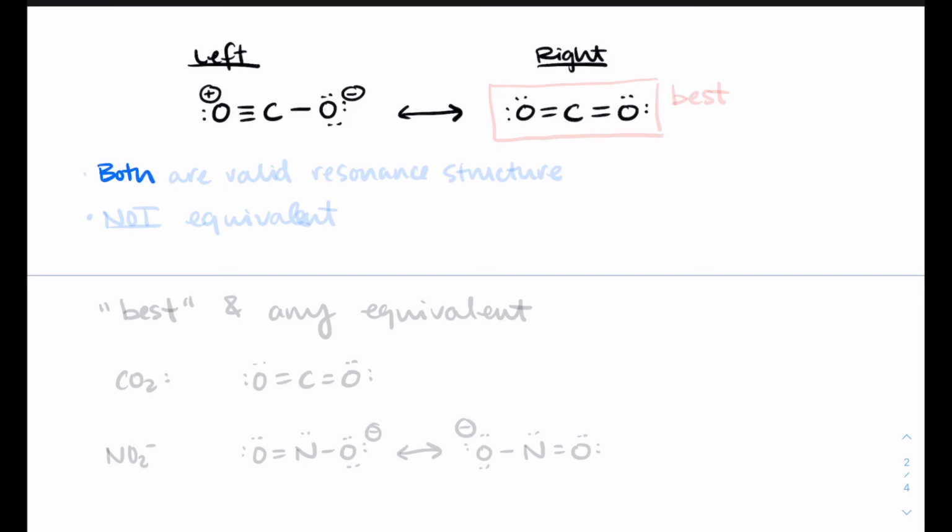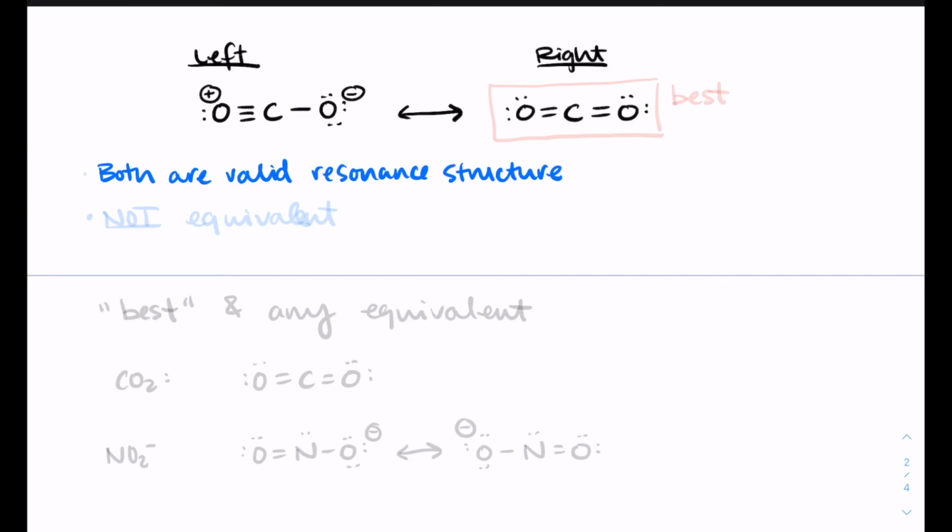And there are no equivalent resonance structures to go with this best structure. So you have equivalent resonance structures when you get to the best Lewis structure, and it is possible to write it with the same types of bonds between the same types of atoms. We don't have that here.